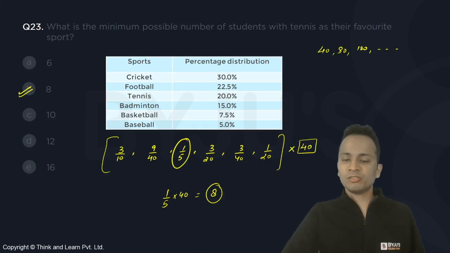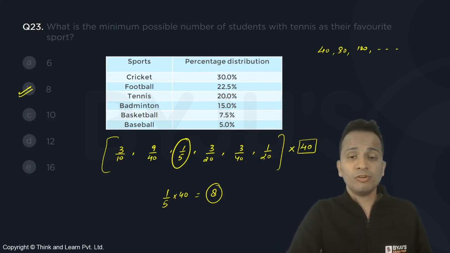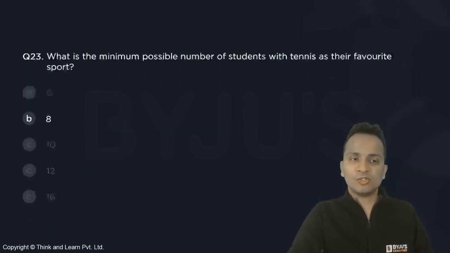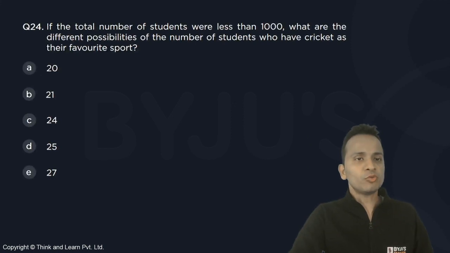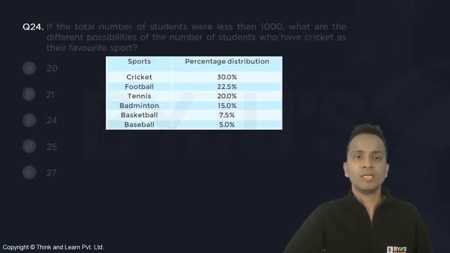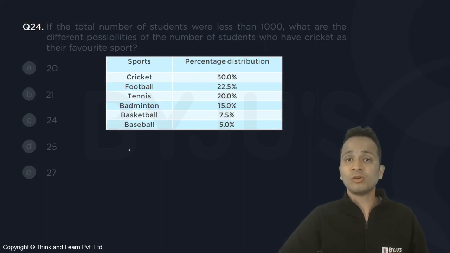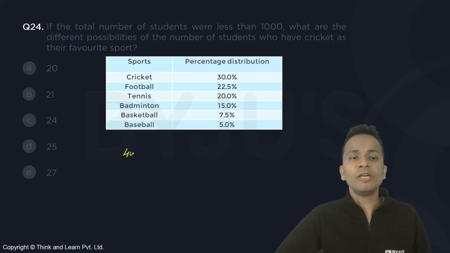Now all these fractions probably will be helpful for the remaining questions as well. So 8 is the answer for question number 23. Now question number 24, if the total number of students were less than 1000, what are the different possibilities of the number of students who have cricket as their favorite sport? Now, I don't have to find the value for cricket. I'll just have to find out what are the different possibilities for the total number of students. I already knew that the total number of students should be a multiple of 40.